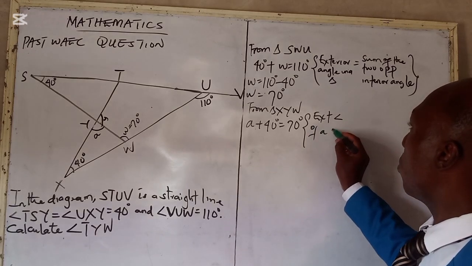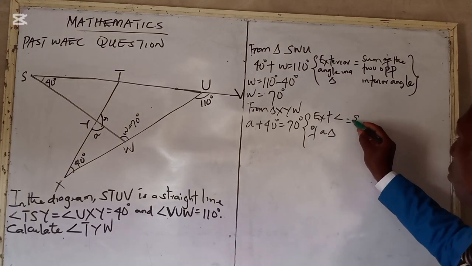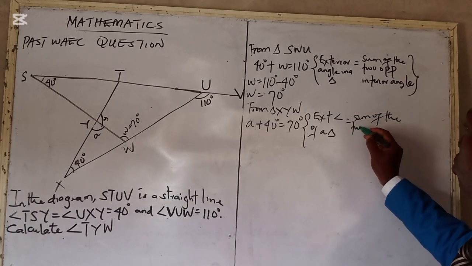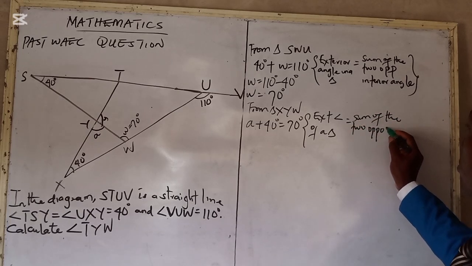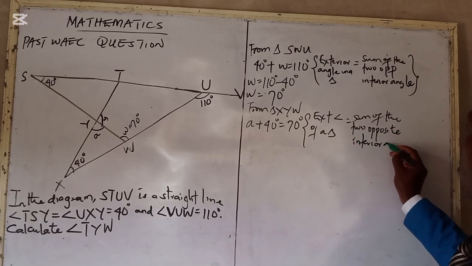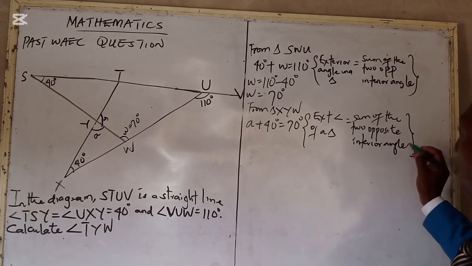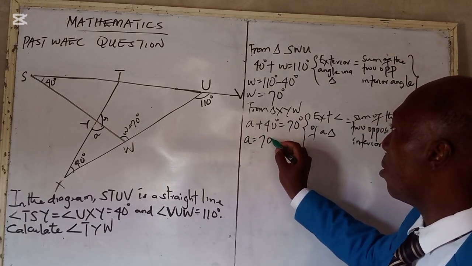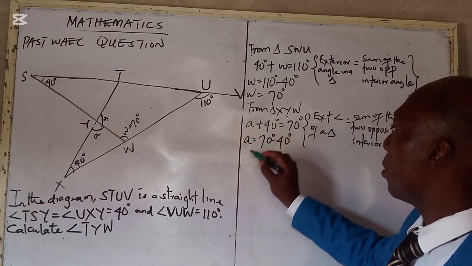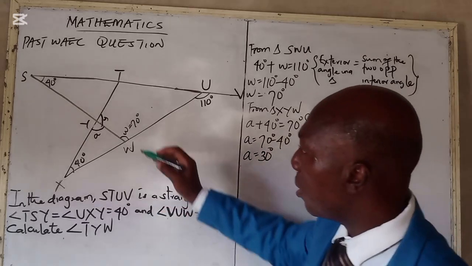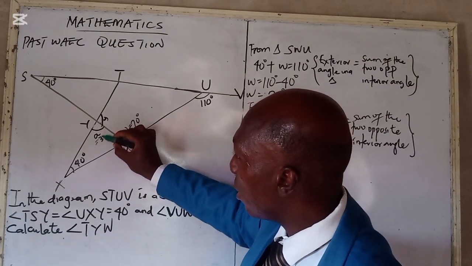The exterior angle of a triangle is equal to the sum of the two opposite interior angles. So our A will be 70 minus 40 degrees. Our A will be what? 30 degrees. So this place here now is 30 degrees.